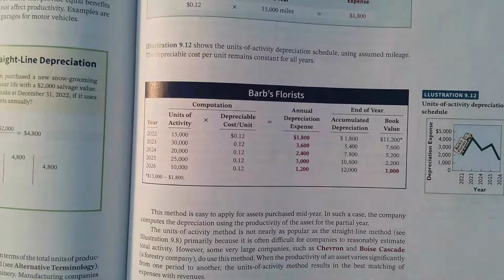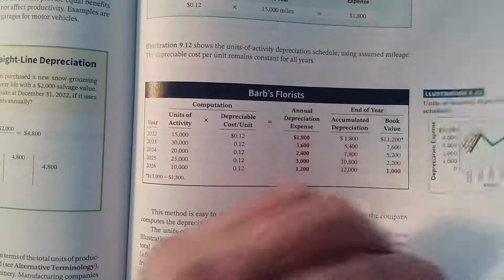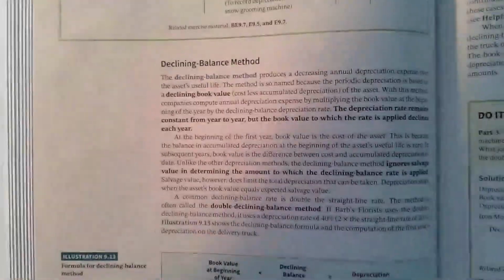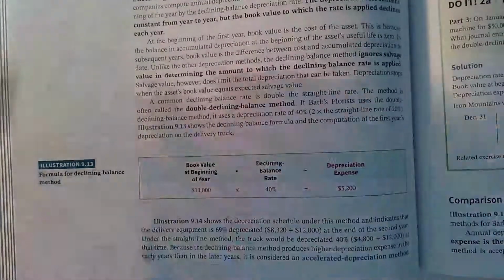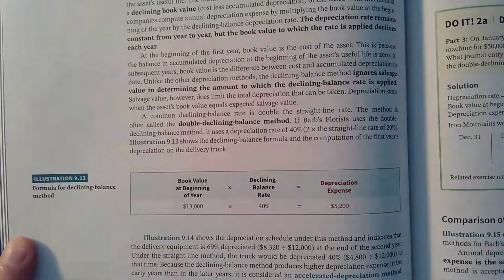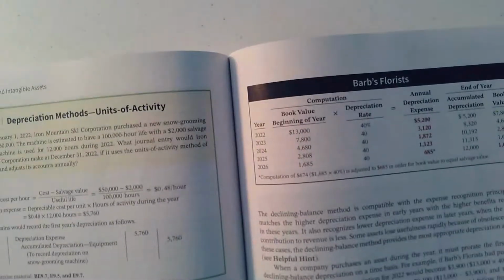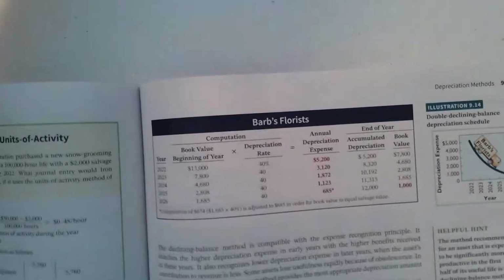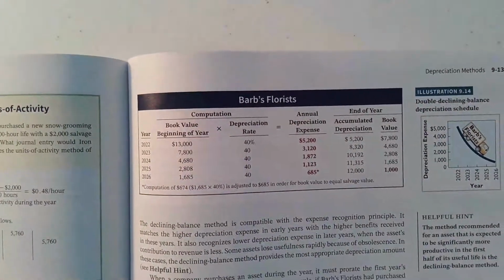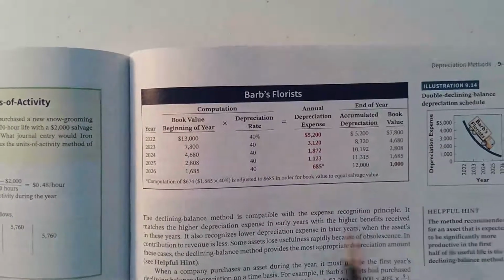And again, that's illustration 912 that shows you the units of activity. The last method I want to go over is called double declining depreciation. So again, bear with me. It's shown in illustration 913, and again, the schedule, which is the more important thing that I'm going to show you what's going on, is at 914, and I would just want to spend some time on this.